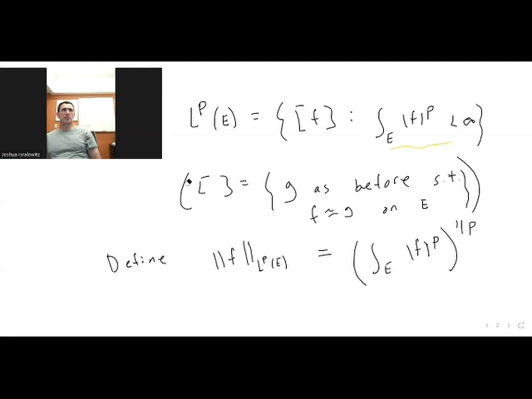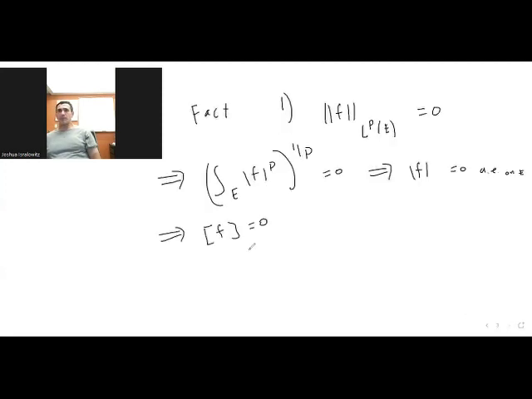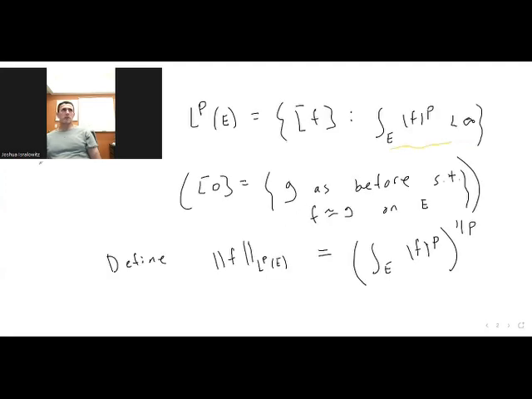Kind of obvious, but remember, two classes are equal if and only if, I should say, sorry, technically speaking, it's the zero class. So these two are equal if and only if f is equivalent to 0. Well, that just means f equals 0 almost everywhere on E. So f is equivalent to 0.